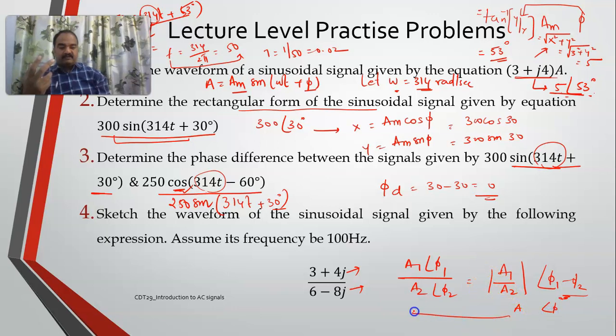So when you have this one, what should you draw? A sine of omega t plus phi, where omega is 314. What is omega? 2 pi f. F is given to you. So 2 pi into f, plus phi. This is the sinusoidal signal. And you should sketch it as we have done in question number 1.